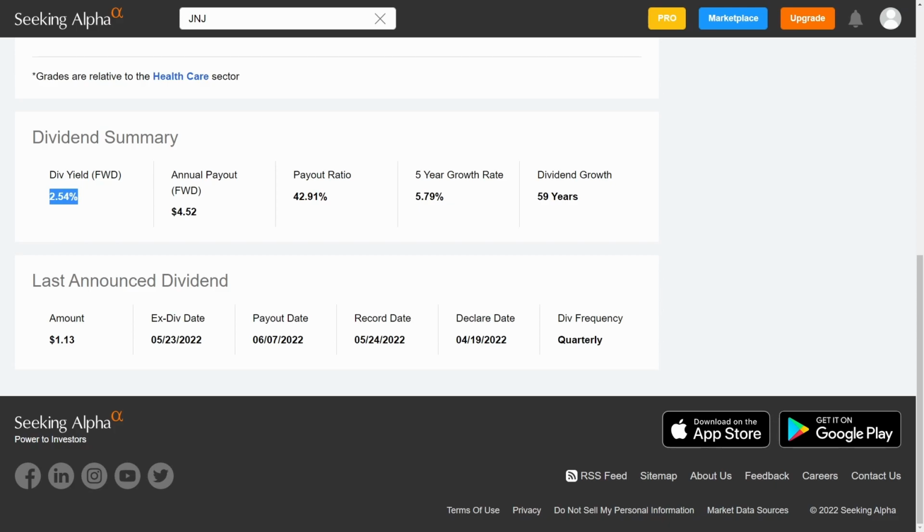And then lastly, I want to look at the amount, or the dividend amount. So if you remember, dividend stocks are going to typically pay out dividends on a quarterly basis. So in this case, Johnson & Johnson pays $1.13 every quarter to its shareholders. And if you were to multiply that by 4, since there's 4 quarters in the year, you would come out with the annual payout amount of $4.52.